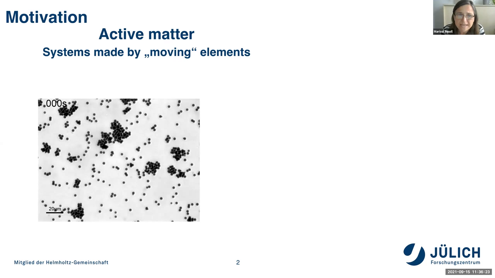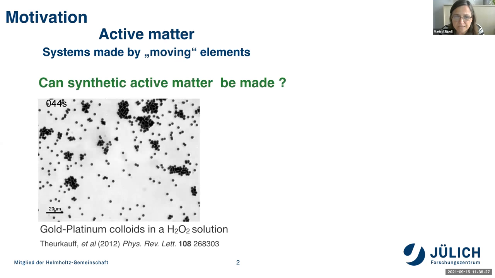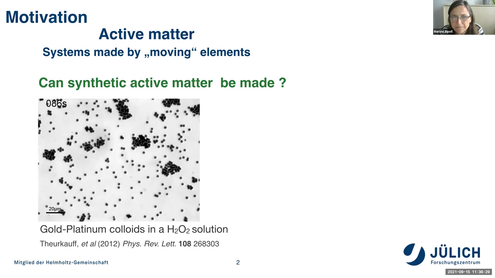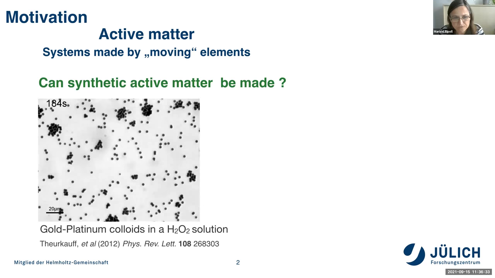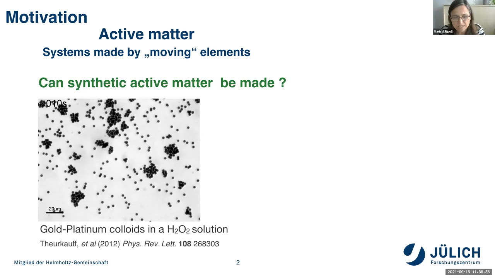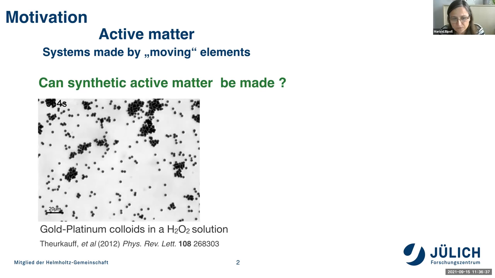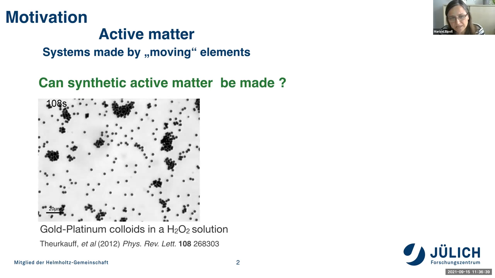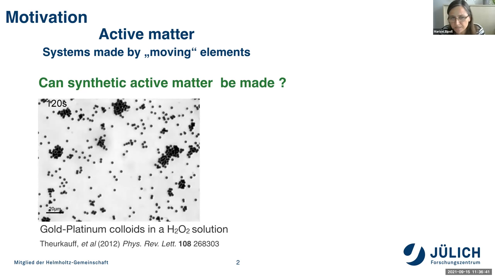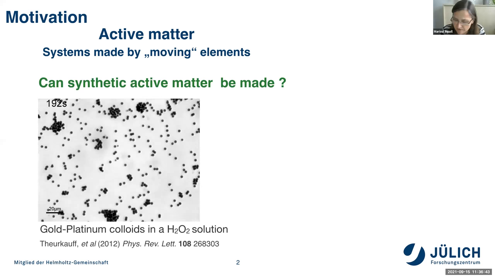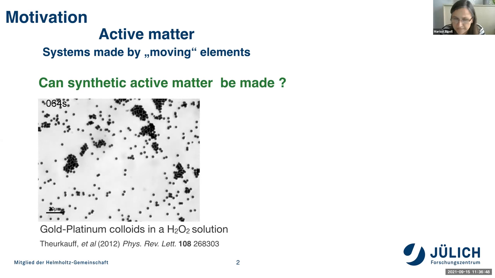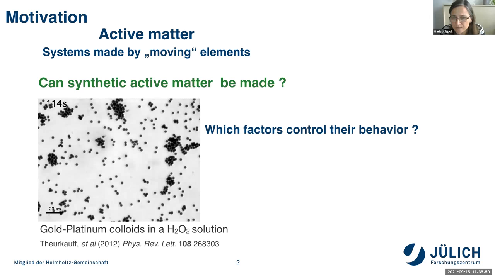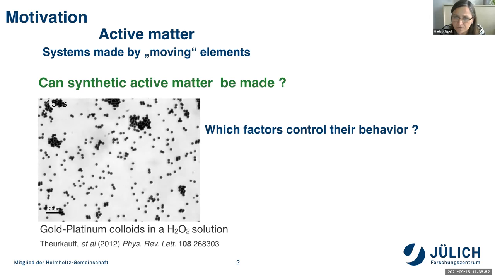But the question is if we can make a soft matter system that is man-made and can display some of these nice properties of systems out of equilibrium. Here you see an example of a gold platinum colloid in a peroxide solution, in which you see that these particles are not moving Brownianly, but have a persistent motion, and they are making aggregates. So the question is which factors are controlling the behavior of these systems?